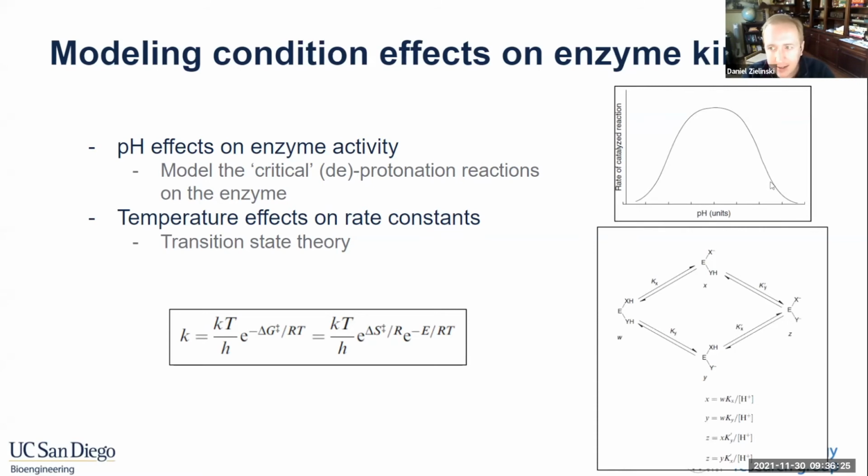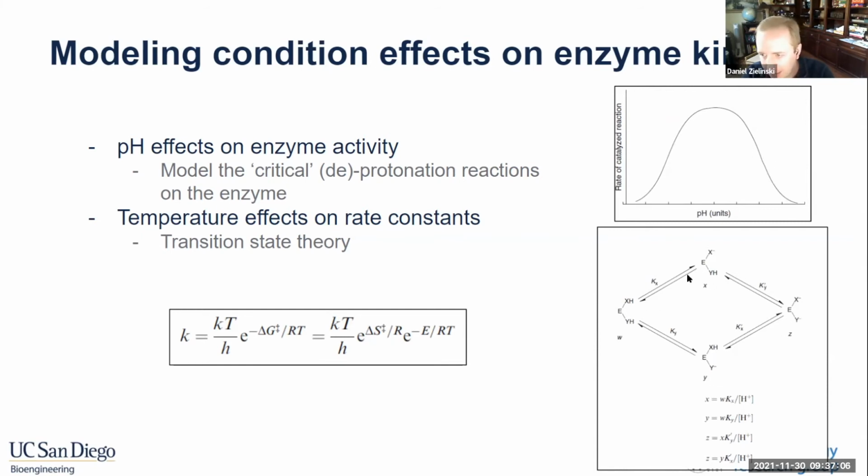And it's not always clear exactly why that's happening, but we can model that by approximating that there's a critical deprotonation or protonation step that's decreasing the activity. So as the pH decreases, you're adding more and more protons to your system, and at some point it might protonate some residue that destabilizes a binding site or makes it hard to catalyze the reaction for some reason. And that is leading in this model to the decrease in activity, and vice versa on the high pH side.